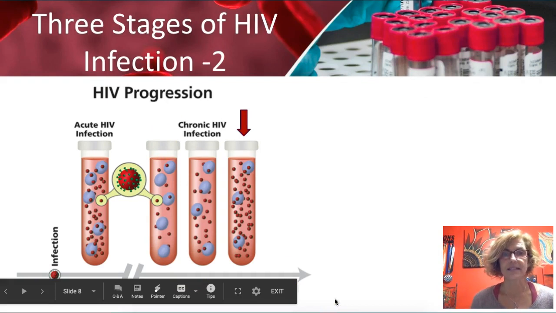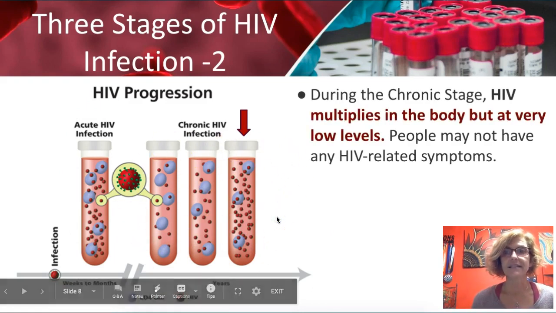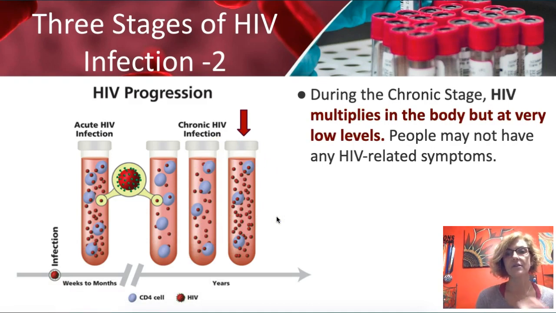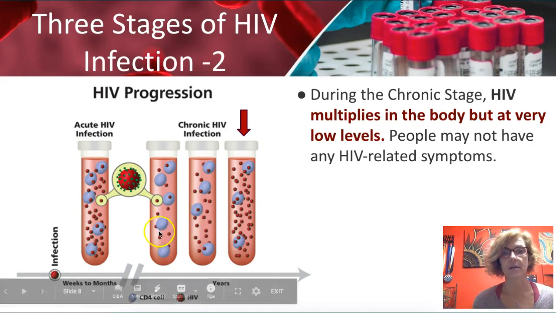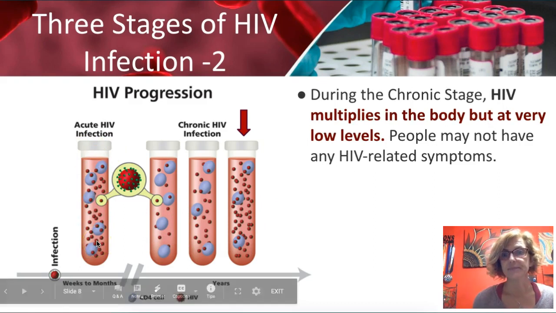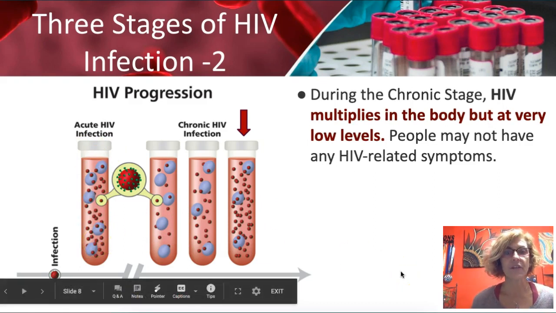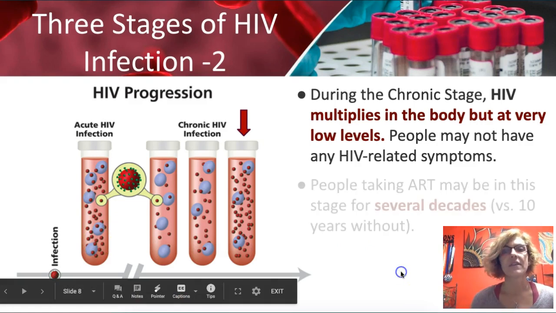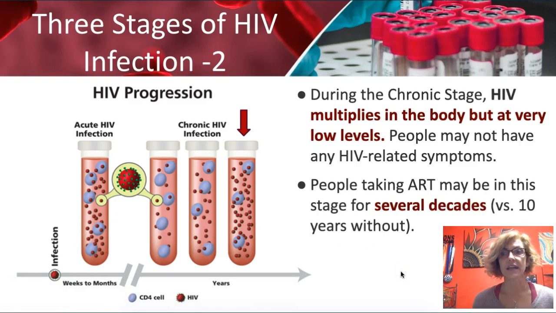So as it progresses, we move into the chronic phase. This is the same graphic, but I'm just narrowing in on the piece I want to talk about. As this virus progresses, HIV multiplies in your body, but it's multiplying at very low levels. Notice the numbers here are much less than my initial level. People may not know that they have HIV at this time. They may not have any HIV-related symptoms.